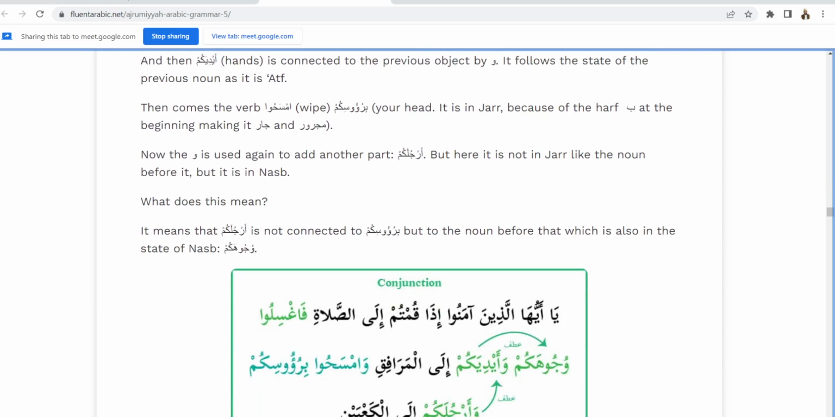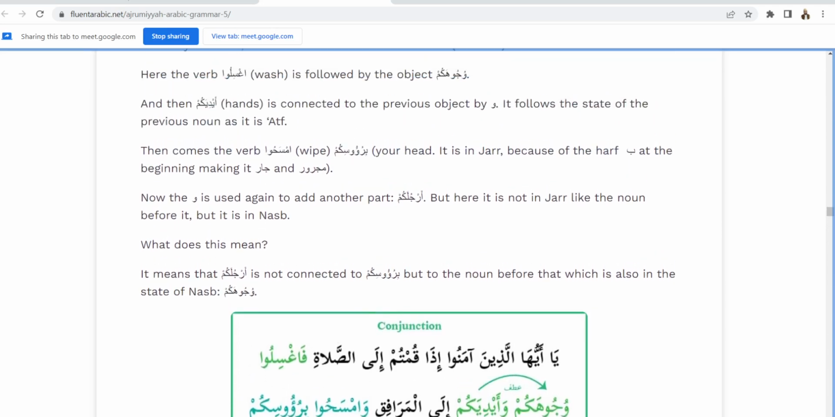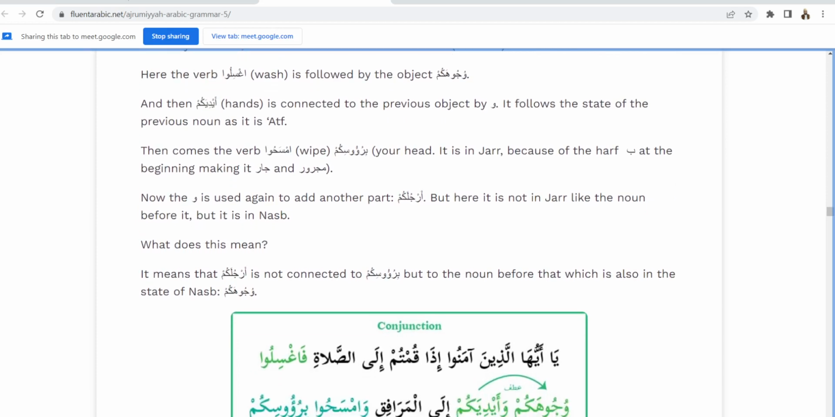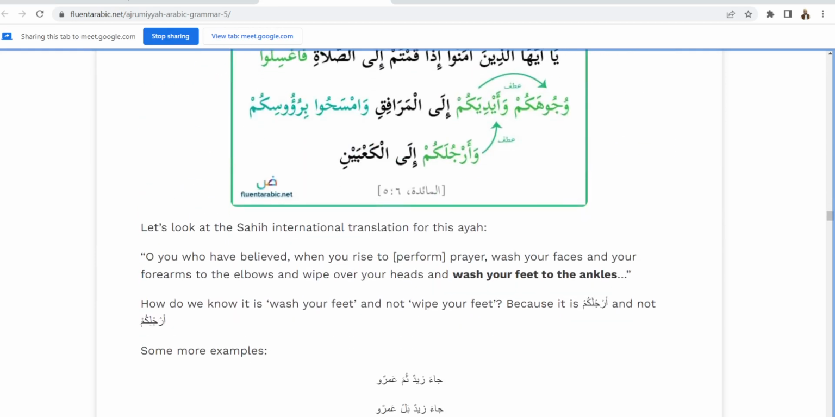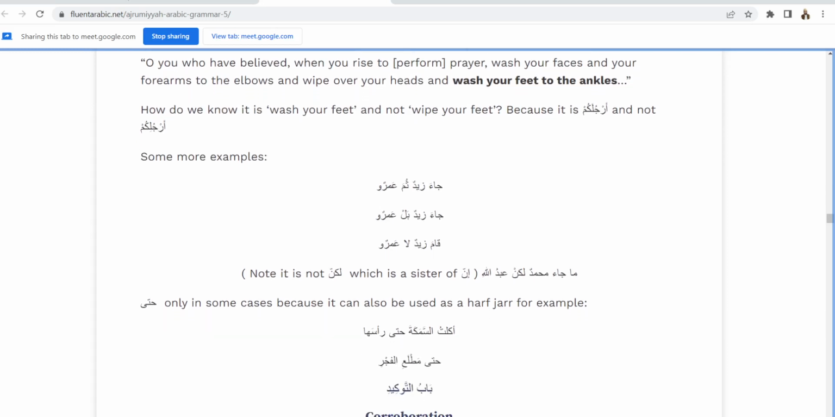So let's look at the Sahih International Translation for the ayah. O you who have believed, when you rise to perform prayer, wash your faces and your forearms to the elbows, and wipe your heads and wash your feet to the ankles.